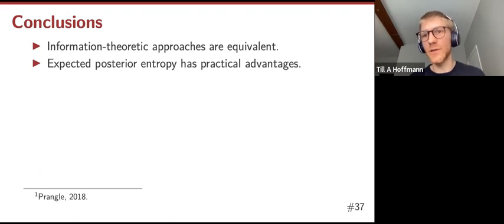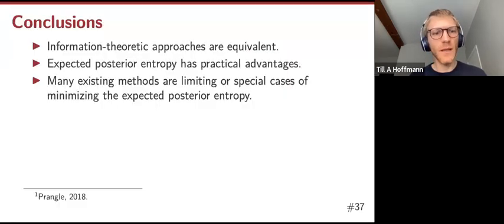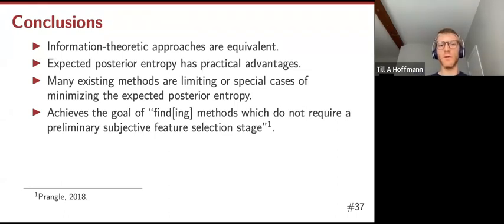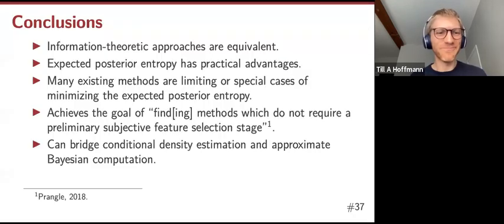It's got strong connections with machine learning, and particularly conditional density estimation, which has become quite popular in the likelihood-free inference field. Many existing methods are limiting or special cases of minimizing the expected posterior entropy. So that is entropy minimization, posterior mean inference, Fisher information maximization, and more generally approximate sufficiency. And it achieves this goal of finding methods which do not require a preliminary subjective feature selection stage. But we need to subjectively develop a neural network architecture. So, one might argue either way.